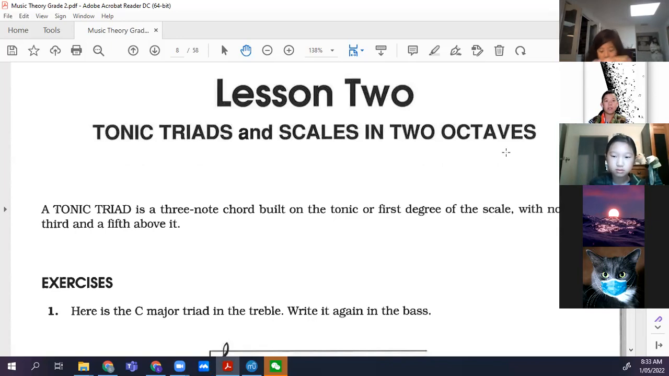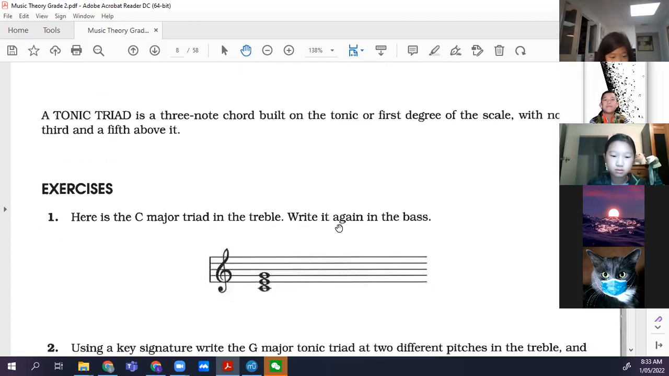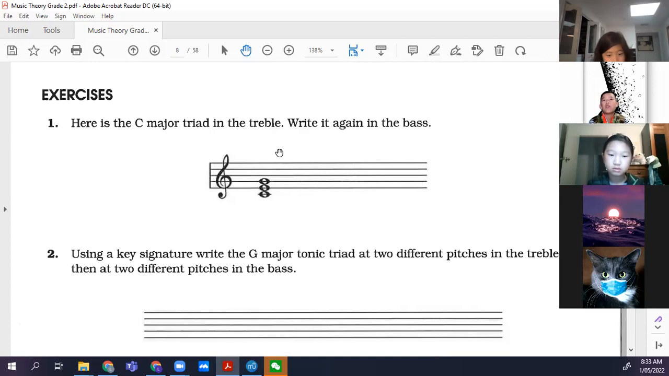Hamish, do you remember what a tonic triad is from grade 1? Abigail, you're muted. The first, third, and fifth note of a scale. Very good.